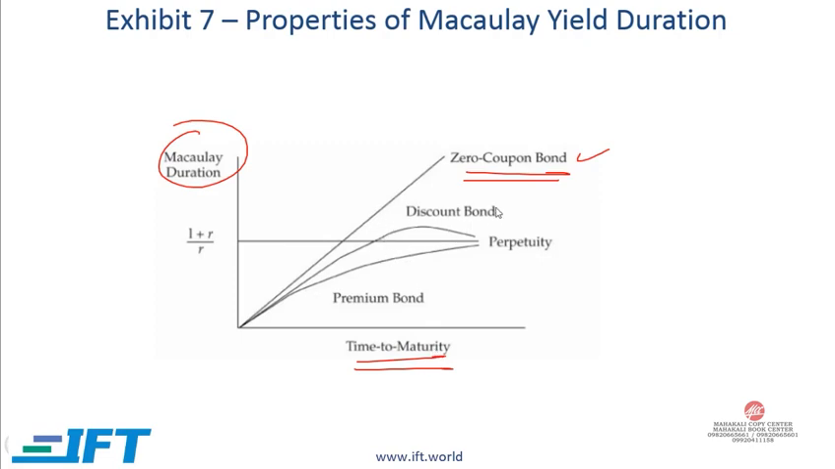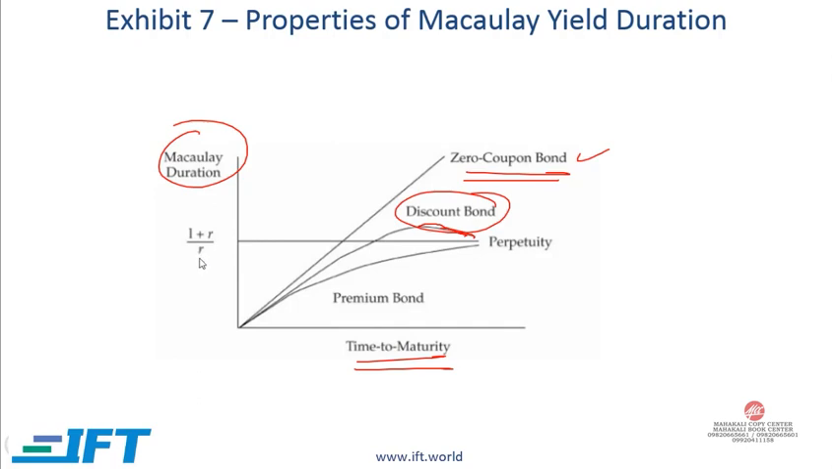The awkward item over here is the discount bond, and the curriculum gives an explanation for why there is this potential bend at the end. If you have time, you can go through that, but I don't think it is a very important point. The larger point to recognize is that by and large, as time to maturity increases, the interest rate sensitivity, or the Macaulay duration, goes up. For a perpetuity, the Macaulay duration is given by 1 plus R divided by R.